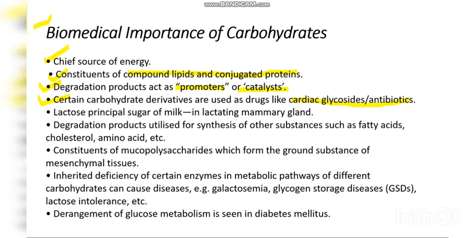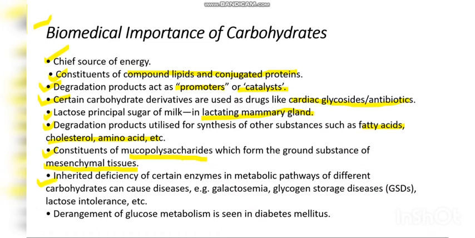Lactose, a principal sugar of milk, is present in lactating mammary glands. Degradation products are utilized for synthesis of other substances such as fatty acids, cholesterol, amino acids, etc. Carbohydrates are also constituents of mucopolysaccharides, which form the ground substance of mesenchymal tissues.